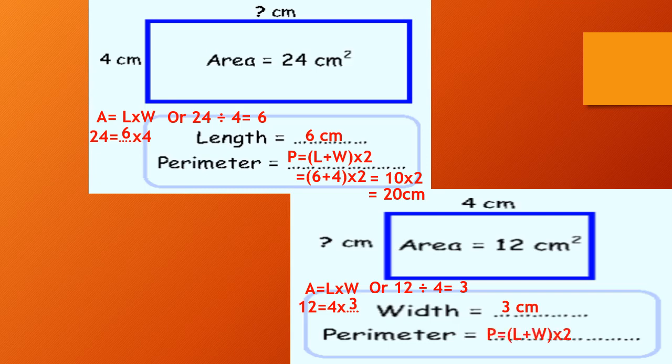The perimeter of the rectangle is length plus width, by 2. 4 plus 3, by 2. 7 by 2 equals 14 centimeters.